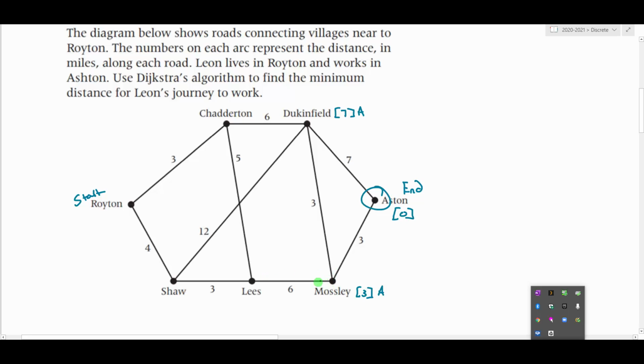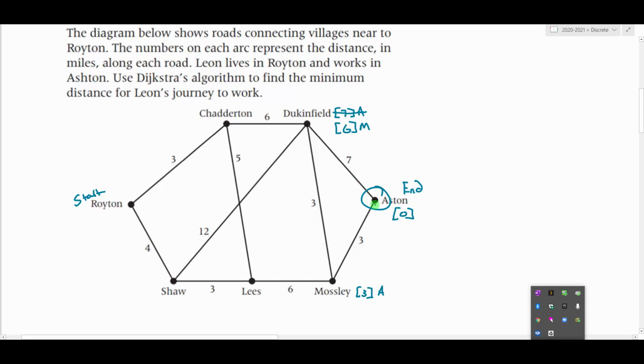Right, and then I see two edges coming into Mosley. So I'm going to do this one first. So we'll do 3 plus 3. So we could get to Duncanfield in a distance of 6, which is shorter than the current distance that I have. So I'm going to replace it. So I'm going to put a 6 right here, and I'm going to put an M for Mosley, and I'm going to cross out this path to Duncanfield.